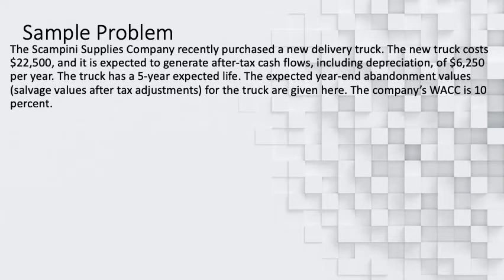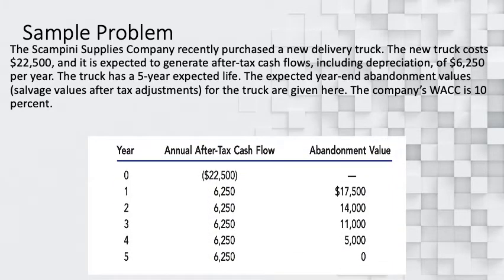So we have a sample problem. This Campini Supplies company recently purchased a new delivery truck. The new truck cost $22,500 and it is expected to generate after-tax cash flows, including depreciation, of $6,250 per year. The truck has a 5-year expected life. The expected year-end abandonment values or salvage values after tax adjustments for the truck are given here. The company WACC is 10%.